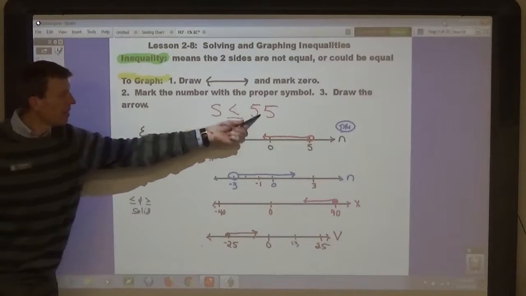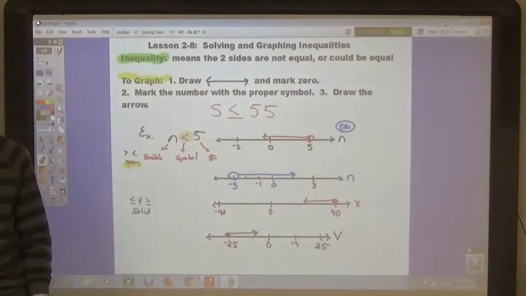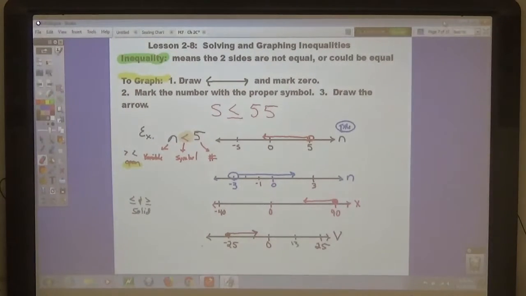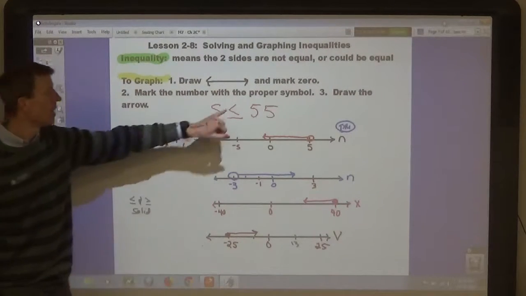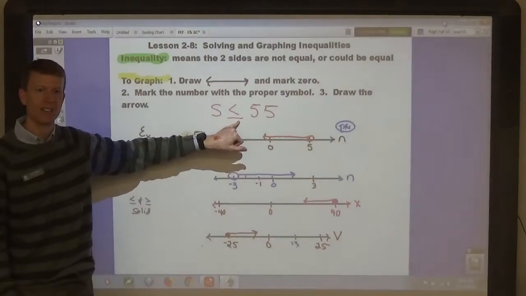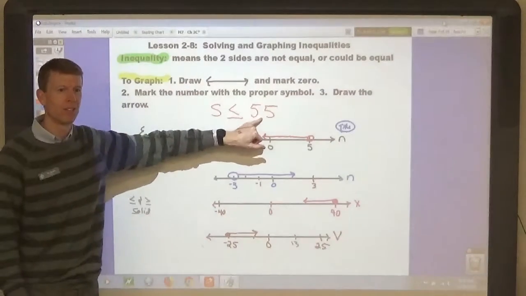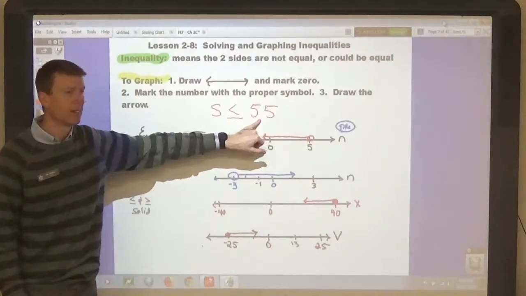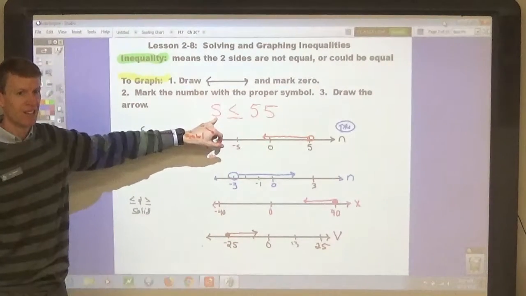How do you read this statement? Peter? Would it be 5? This is an S. Oh, S. What would it be? Would it be S less than or equal to 55? Wait, that's supposed to be a 5? This is the number 55. This is the letter S. Oh. Okay?